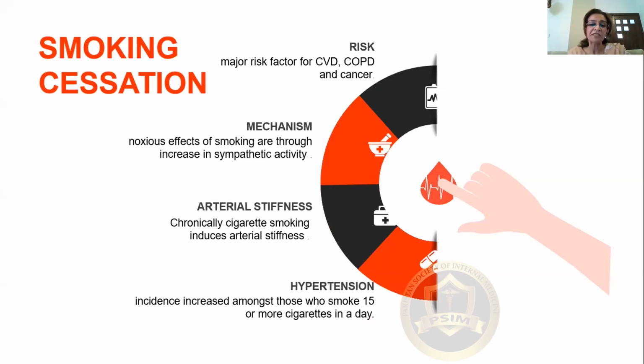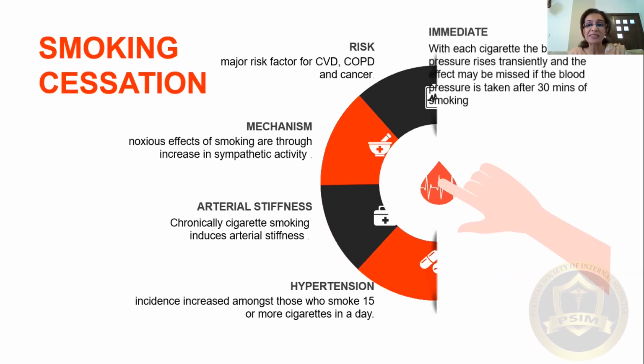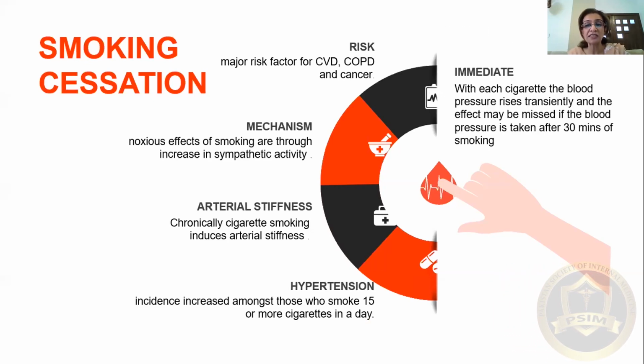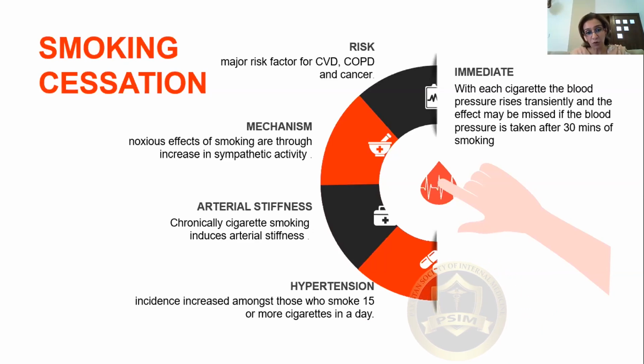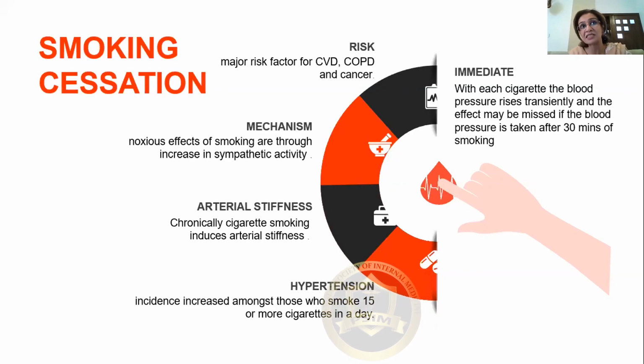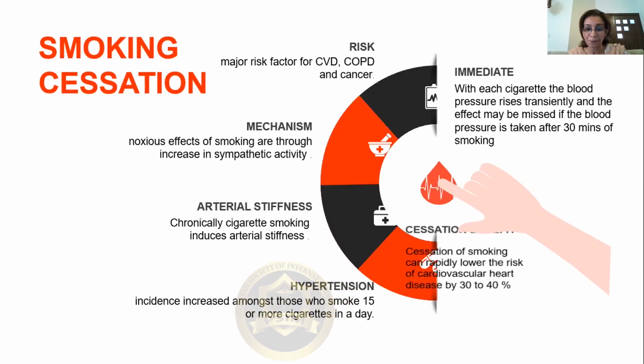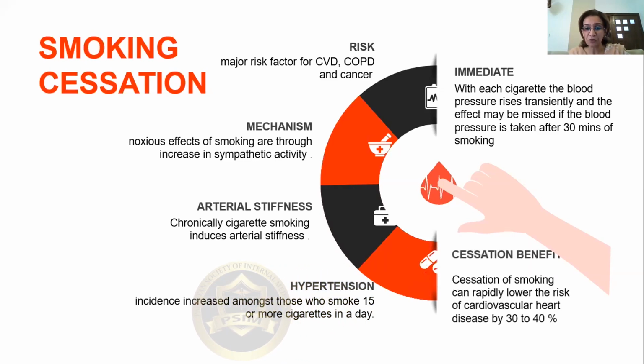The incidence of hypertension is increased amongst those who smoke more than 15 cigarettes a day. But even 1 cigarette will cause a transient rise in blood pressure, and it may be missed if you take a blood pressure later than 30 minutes. When you stop smoking, the arterial stiffness that has been induced by smoking will persist for at least 10 years, even after you've quit smoking. And cessation of smoking can rapidly lower the risk of cardiovascular heart disease by 30 to 40%.